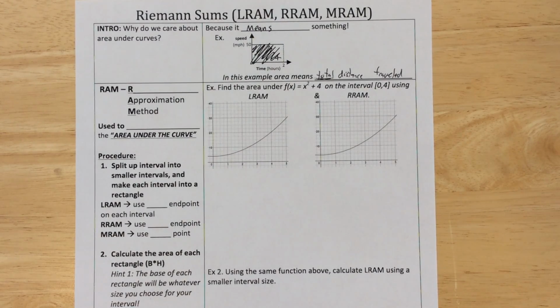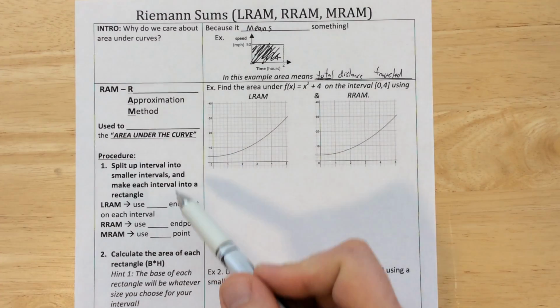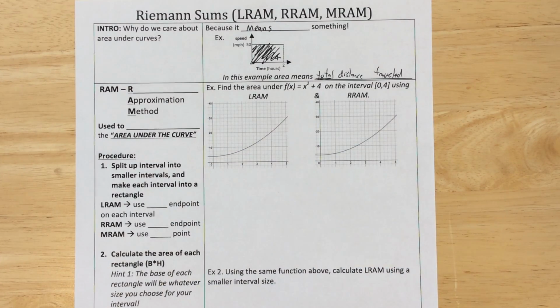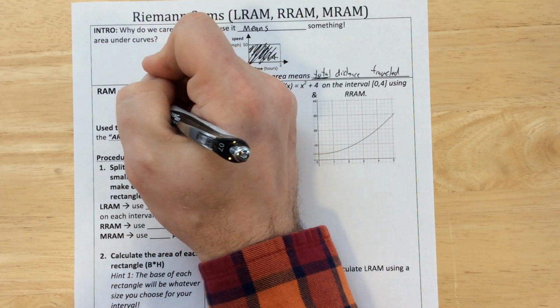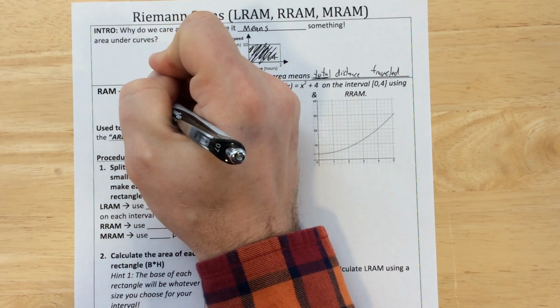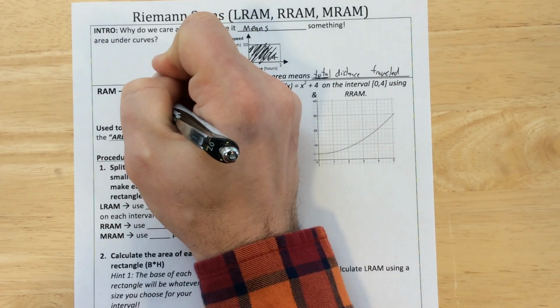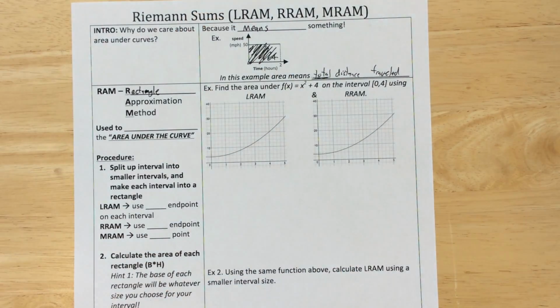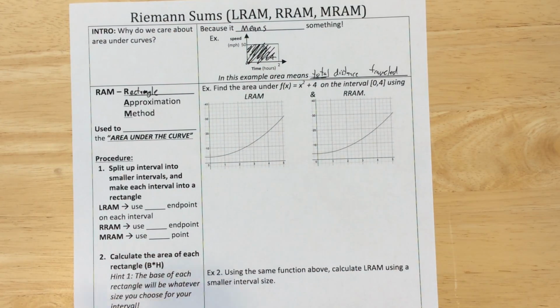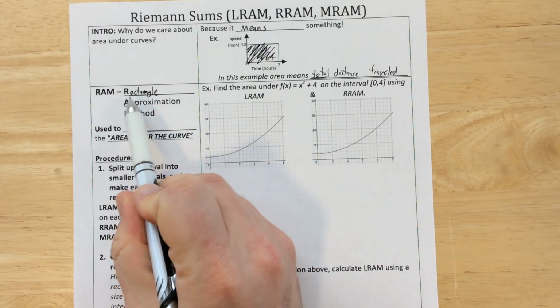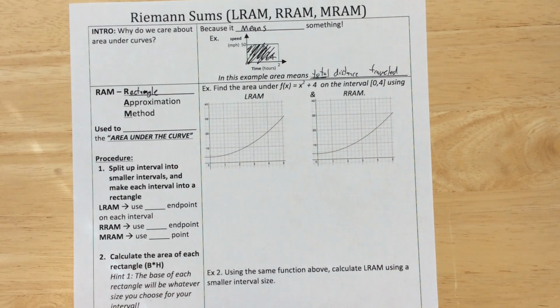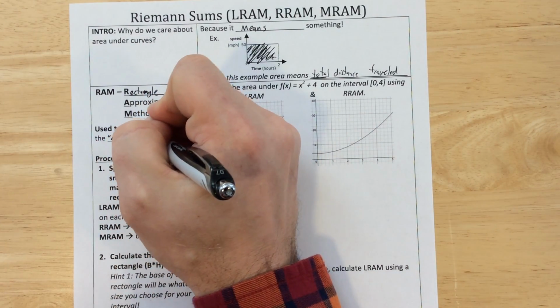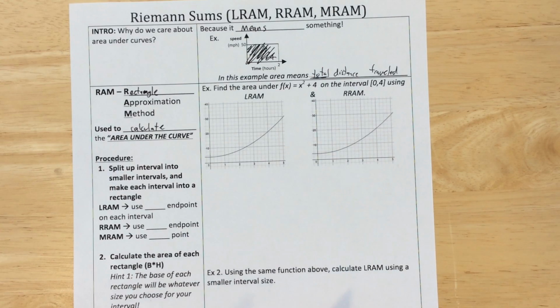So let's get right into it. On our main idea column, we're going to go through this procedure one step at a time. We'll run out of space a little bit, but the R in RAM stands for rectangle. We are going to use rectangles to approximate the area. So this is called a rectangle approximation method, and it is used to calculate the area under the curve.